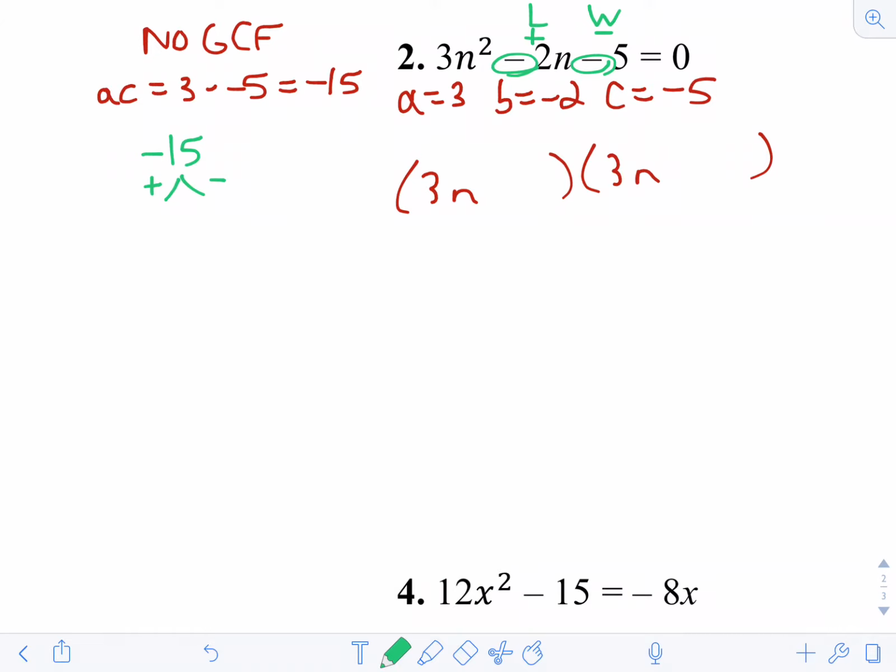All right, so to do this, let's start with 1. We have 1 and negative 15. That would give me a negative 14. 2 doesn't go into 15. 3 does. So we have positive 3 and negative 5. That gives me a negative 2, and that's exactly what I want. So we will have plus 3 and minus 5.